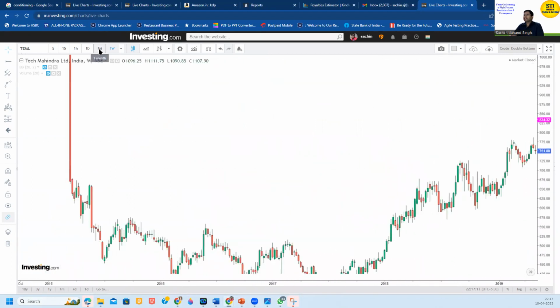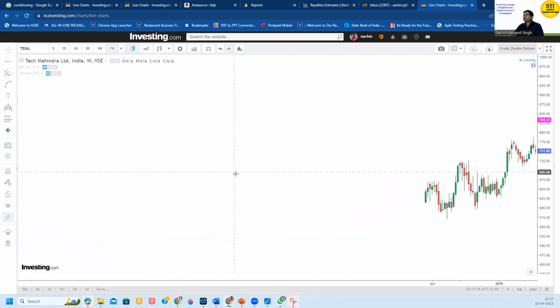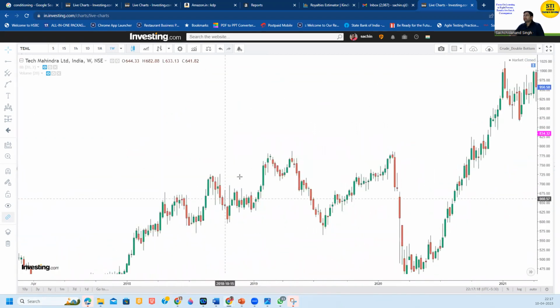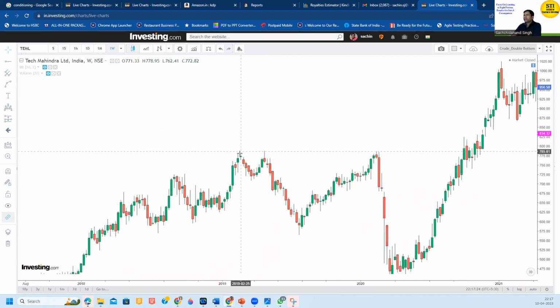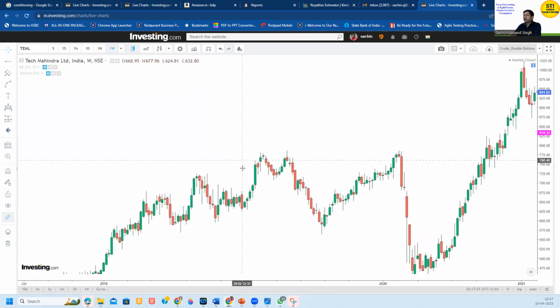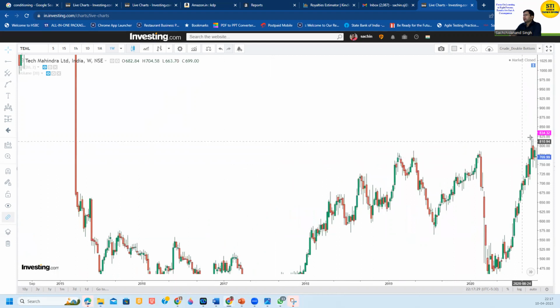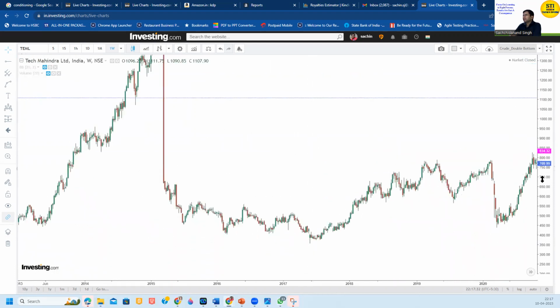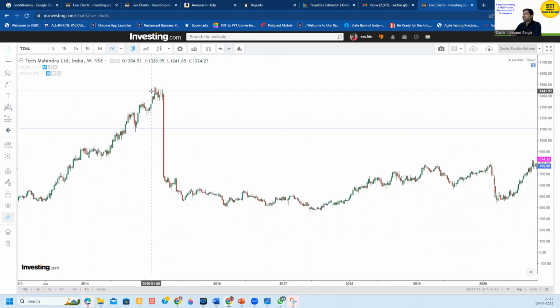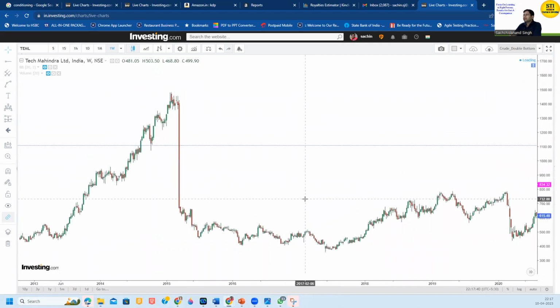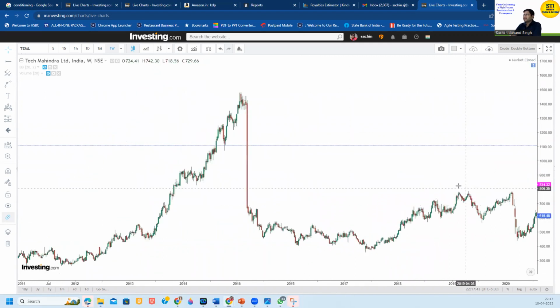If we look at the history of the complete Tech Mahindra chart, this point is also a double top, considering this particular price. But if you look at the previous history, it is not the ultimate top. There has been a previous price point which was higher than this price also.